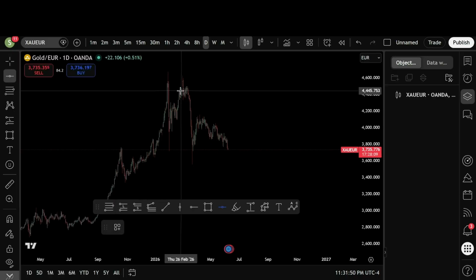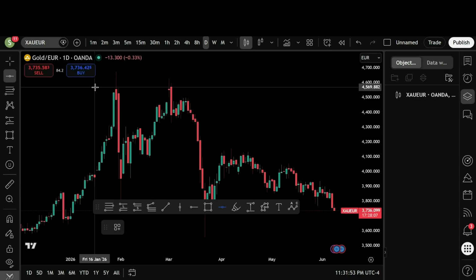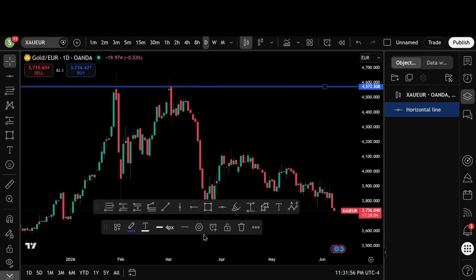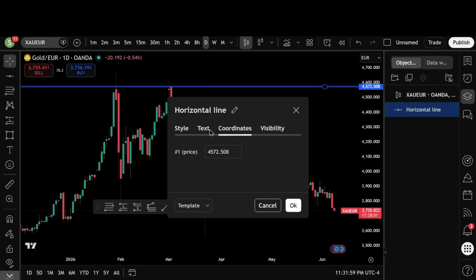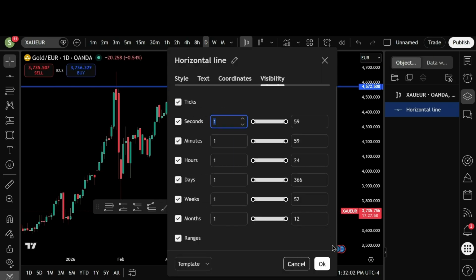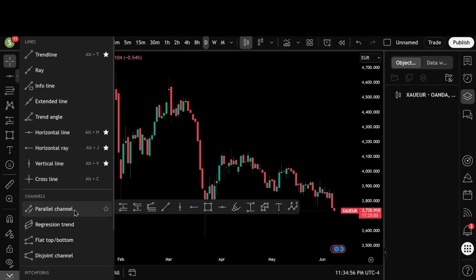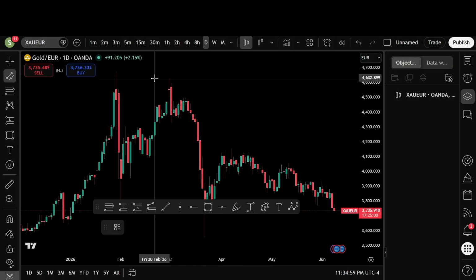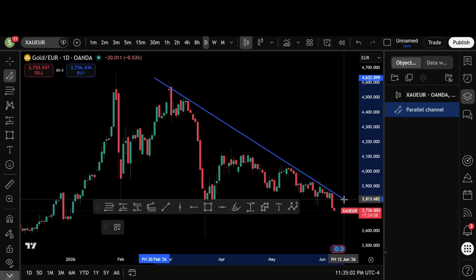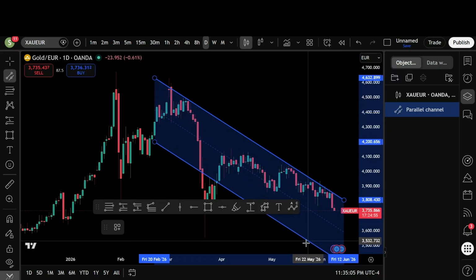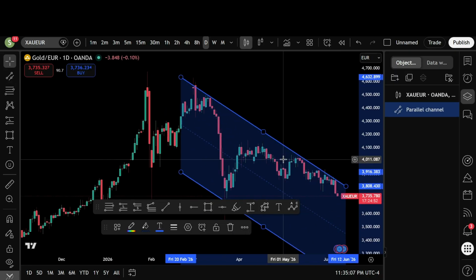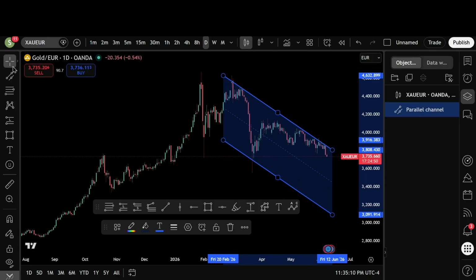Horizontal line. Used to draw a horizontal line. This is commonly used to mark support, resistance, or important price levels. Vertical line. Used to draw a vertical line. It is often used to mark entry points, news events, trading sessions, or important time levels.